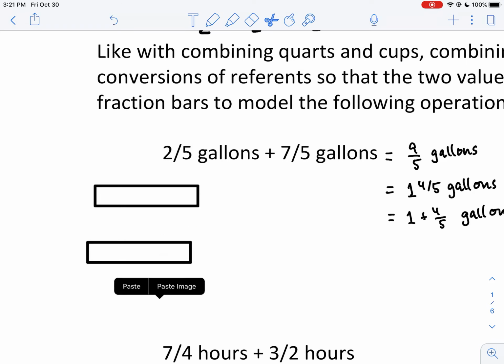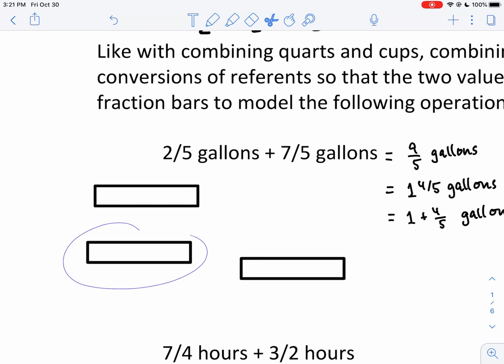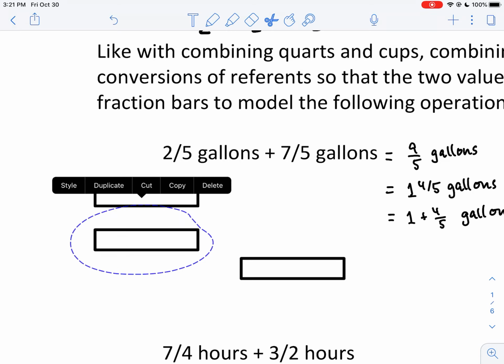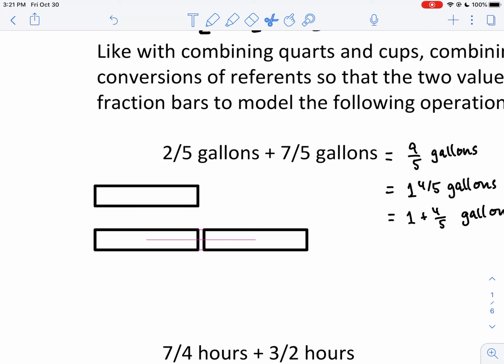Let me paste several of them around here and say, okay, so these bars all represent 1 gallon. Then I'm going to split them into 5 pieces. And you do your best to make your pieces all look the same. If they look horribly different, then maybe erase it and try it again until you feel like they're close enough to being the same. And that's probably good enough.